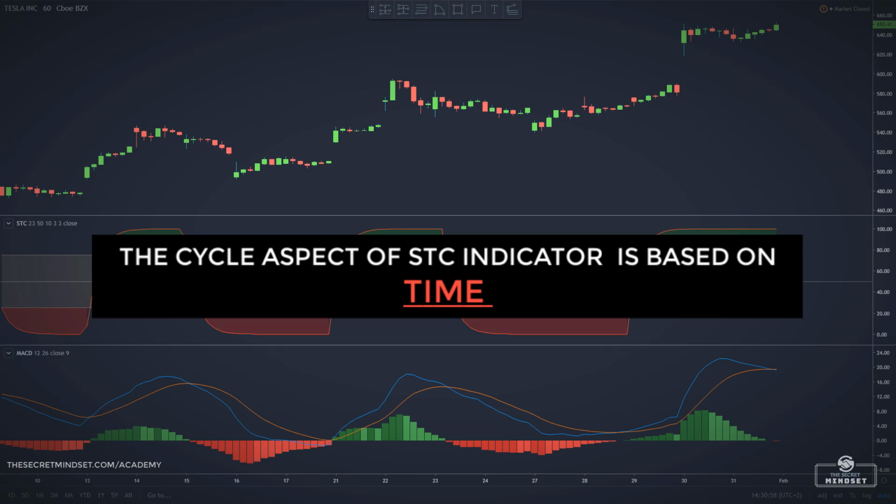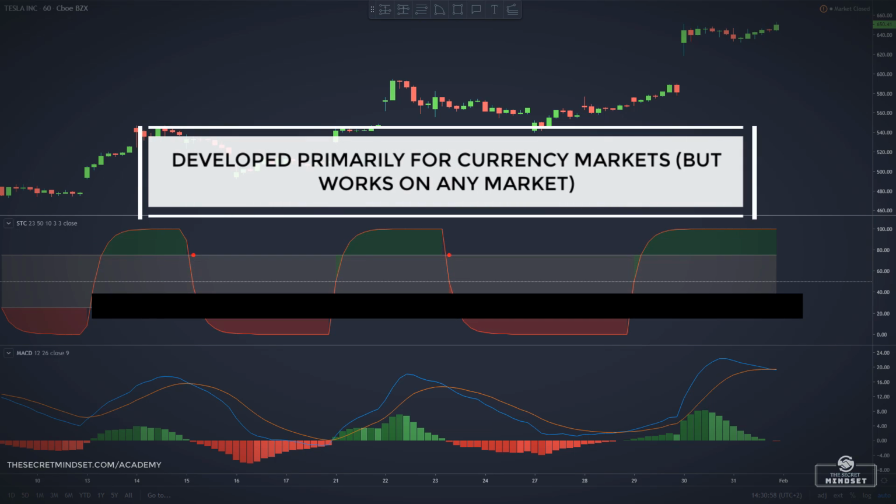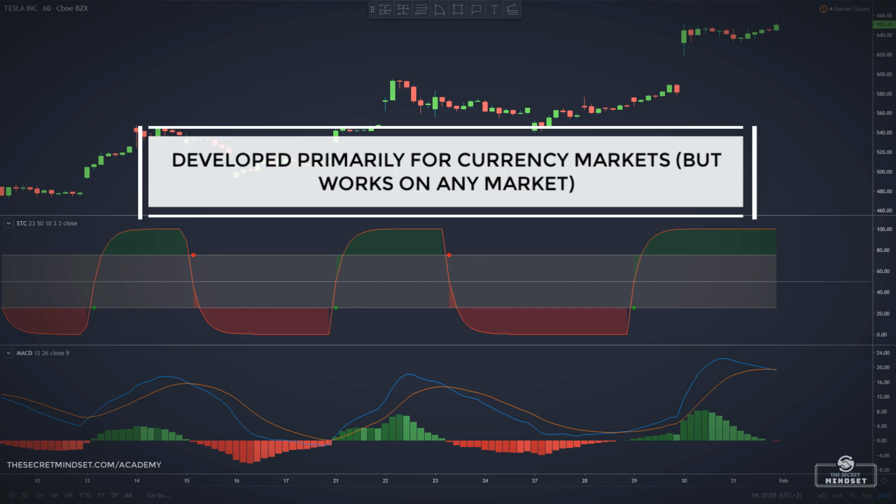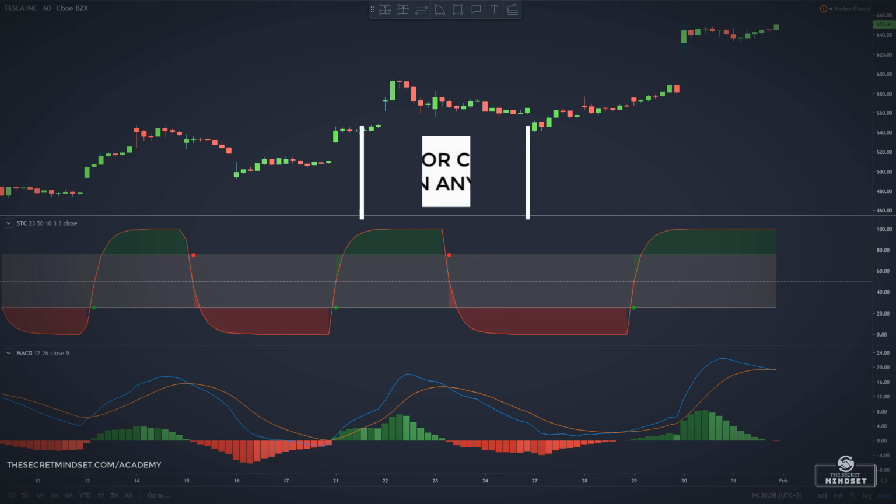Although the STC was developed primarily for currency markets, it may be effectively employed across all markets. It can be applied to intraday charts, such as the 5 minute or 1 hour charts, as well as daily, weekly, or monthly timeframes.